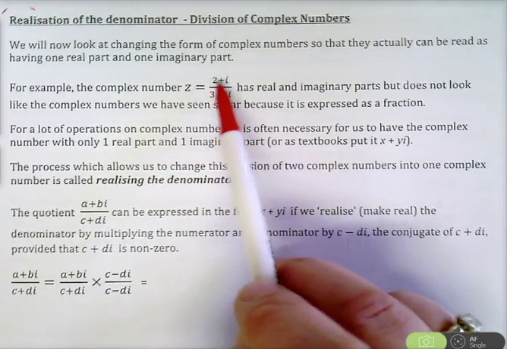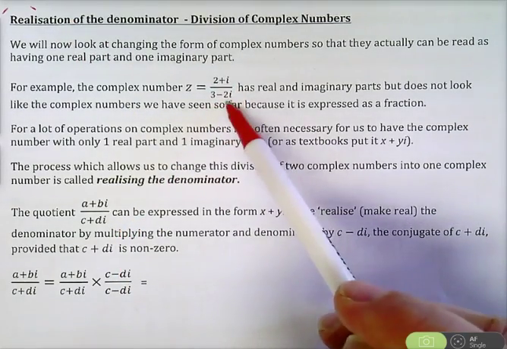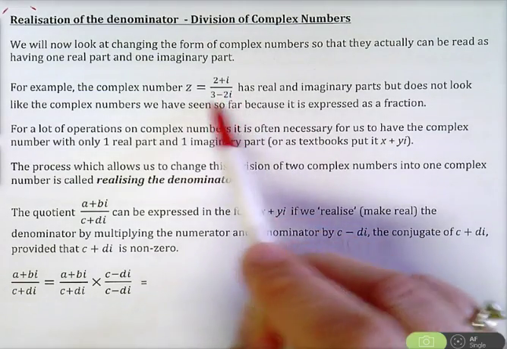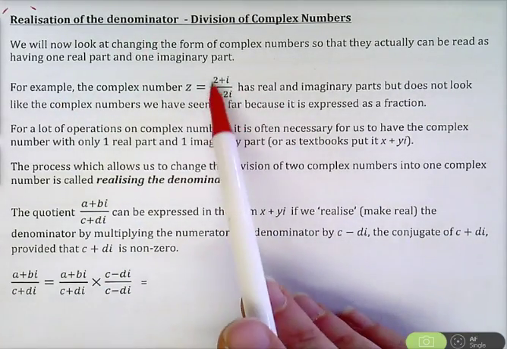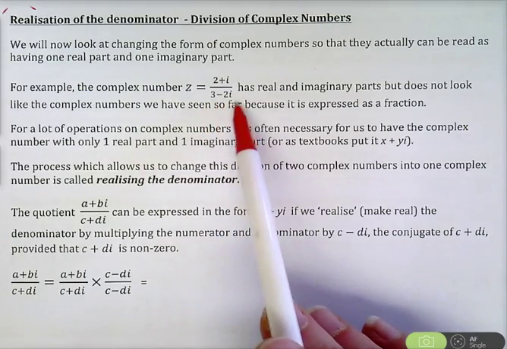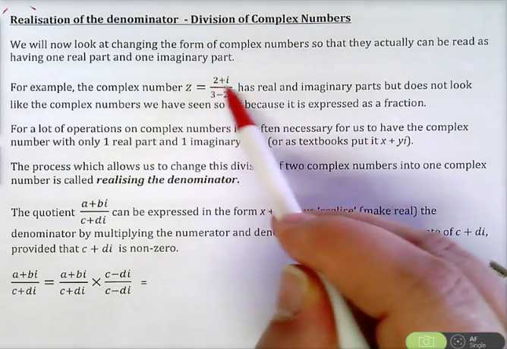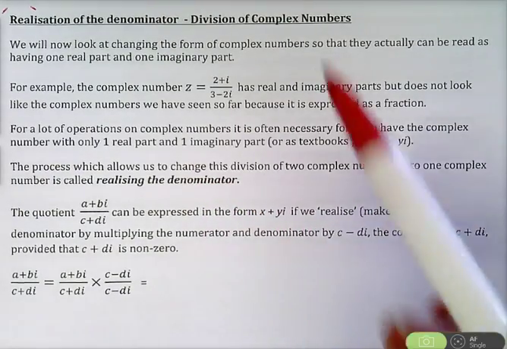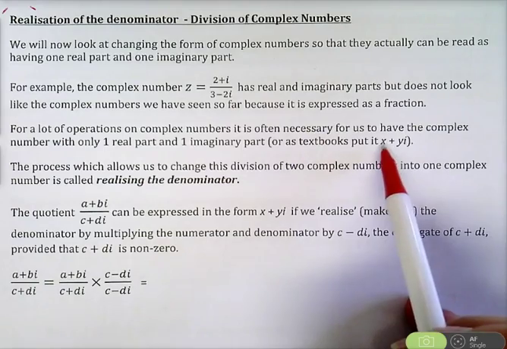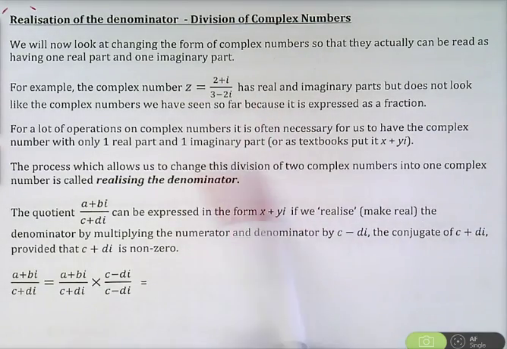So here we can see that our numerator is a complex number, and so is our denominator. So when we divide complex numbers, we're going to end up with a solution that has a real denominator. For example, looking at this complex number (2 + i) over (3 - 2i), it doesn't look like the complex numbers that we've seen so far, because we have both real and imaginary parts in the numerator and the denominator. So what we want to do is make this just look like a normal complex number in the form of x + yi. At the moment it is x + yi divided by x + yi. So the process that we're going to use, again, is called realizing the denominator.